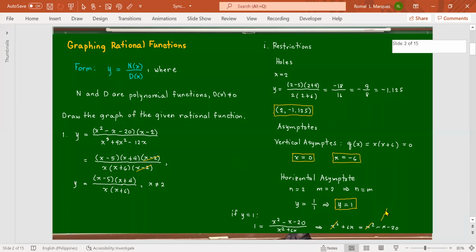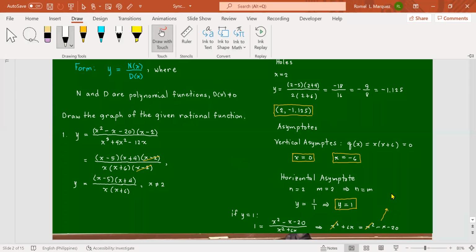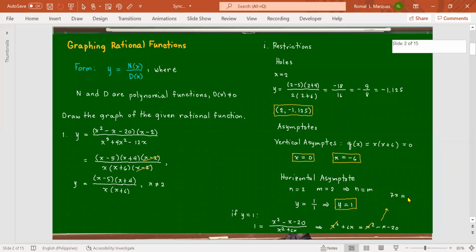So we now get what, guys? 7x is equal to negative 20. Am I correct? x is negative 20 over 7. What is that equal to?